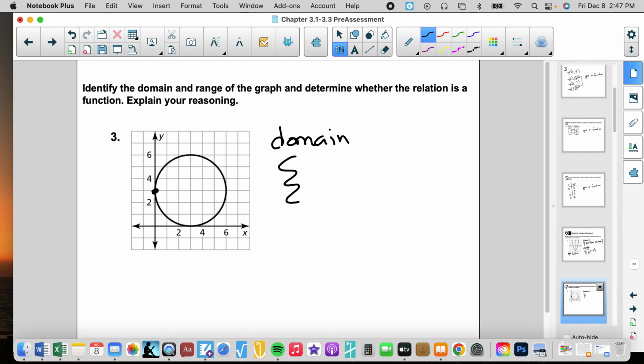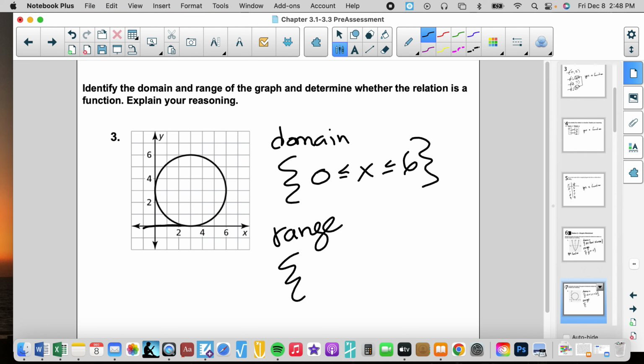When I plug in 1, I'm going to get this y value and this y value. When I plug in 2, I get these 2 values. Input, I get 2 outputs. Input, 2 outputs. And then all the infinite number of inputs between these values also. But my smallest input is going to be 0 and my largest input is going to be 6. So my domain goes from 0 to 6. That's how I would describe that solution. And then my range, what are my y values?